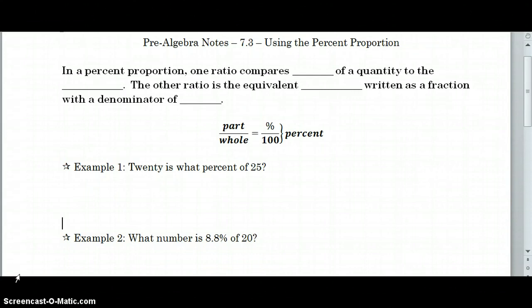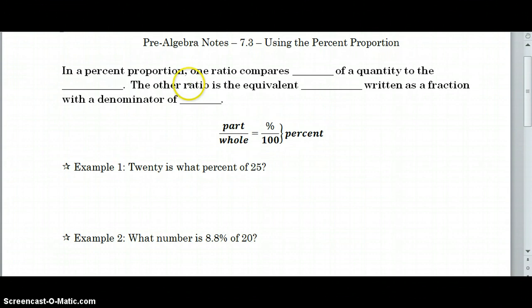Hello and welcome to 7-3 Notes, where we're going to learn how to use the percent proportion. Now we've already talked about proportions. Proportions are two ratios that are equal to each other. So which two ratios are these going to be?